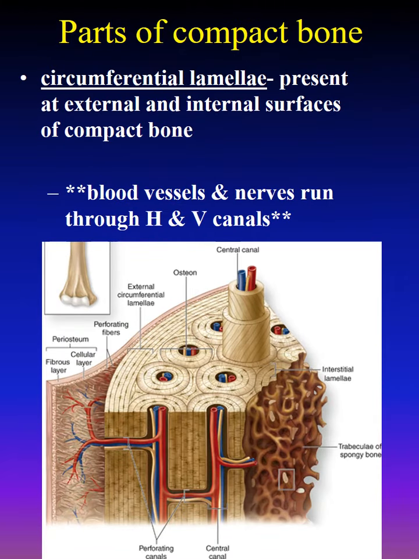The circumferential lamellae are rings of bone that are either external circumferential or internal circumferential lamellae. The external circumferential lamellae are just internal to the periosteum of the bone, and the internal circumferential lamellae will be internal to the endosteum. The circumferential lamellae run the entire circumference of the bone itself. However, as a reminder, the blood vessels and nerves run through the Haversian and the Volkmann canals.